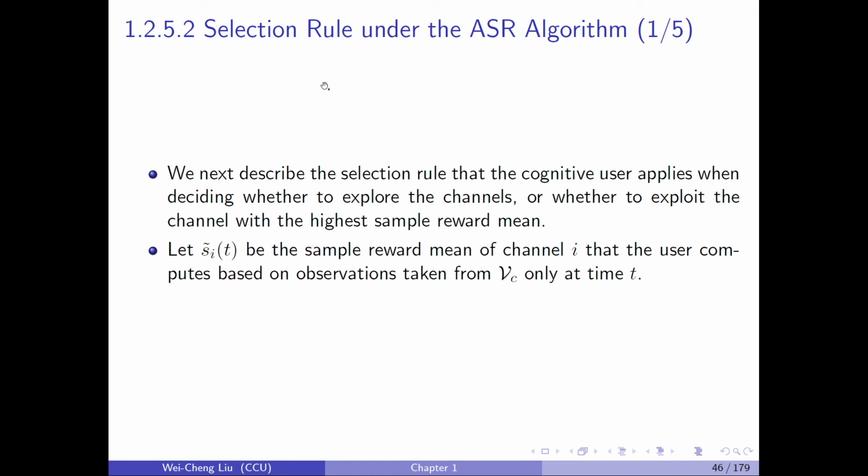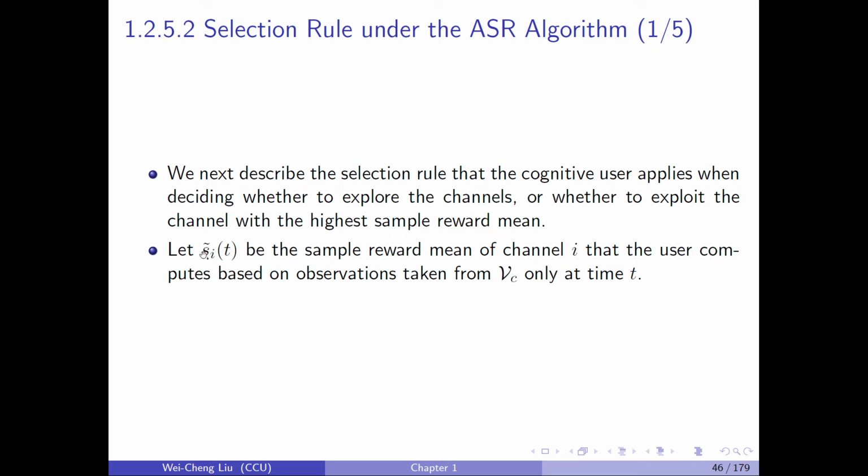Next we are introducing section 1.2.5.2, selection rule under the ASR algorithm. We next describe the selection rule that the cognitive user applies when deciding whether to explore the channels or whether to exploit the channel with the highest sample reward mean.